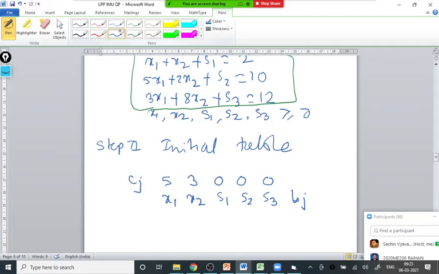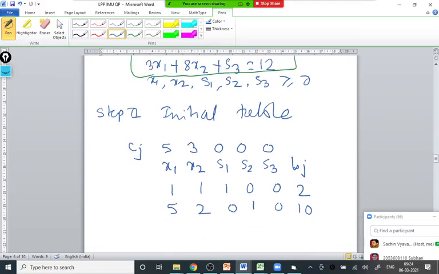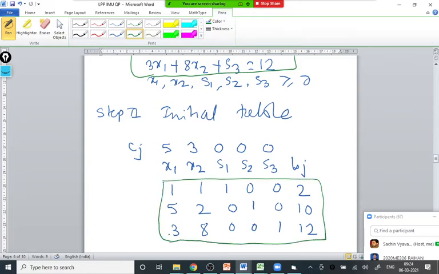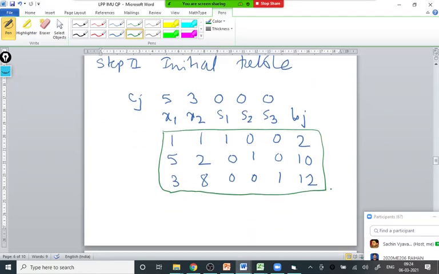So let me write that equation first. It is 1, 1, 1, 0, 0, 2. Is it? Yes, sir. 5, 2, 0, 1, 0, 10. And the last one, 3, 8, 0, 0, 1, 12. Very good. So that same set of equations we are writing here. This is the main table actually. These are row 1, row 2, row 3. These equations are considered as R1, R2, R3 for transformation later on.